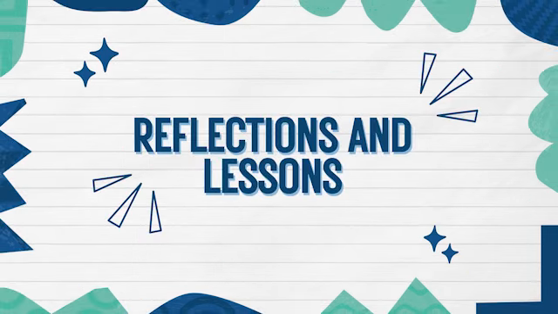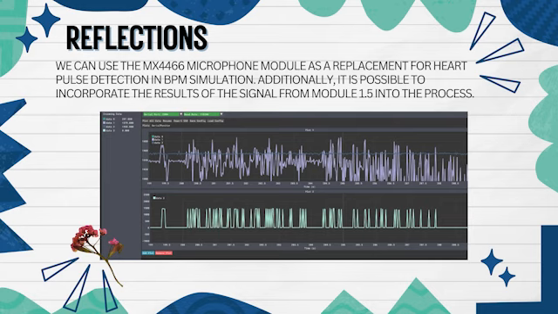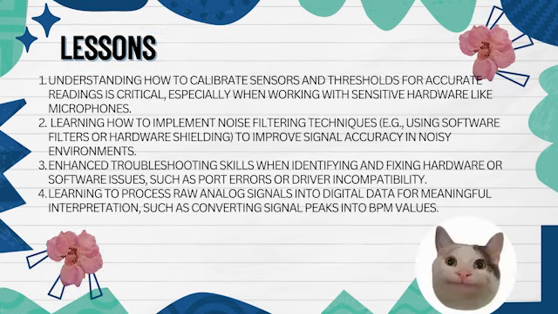These are the reflections and lessons that we got while doing this project. For reflection, you can use the MS4416 microphone module as a replacement for hard pulse detection in BPM simulation. Additionally, it is possible to incorporate the result of the signal from module 1.5 into the process. These are the lesson outcomes that we got while doing this project.